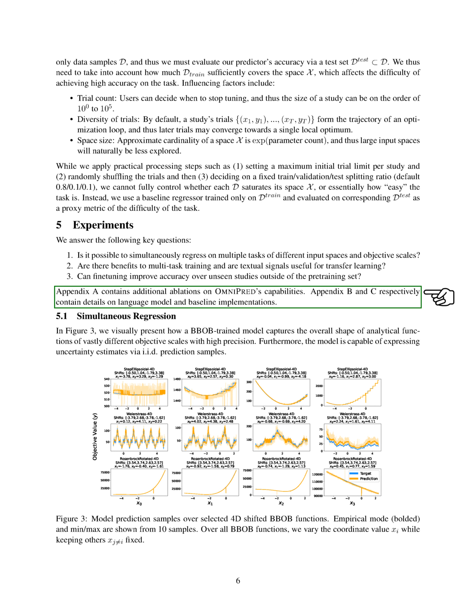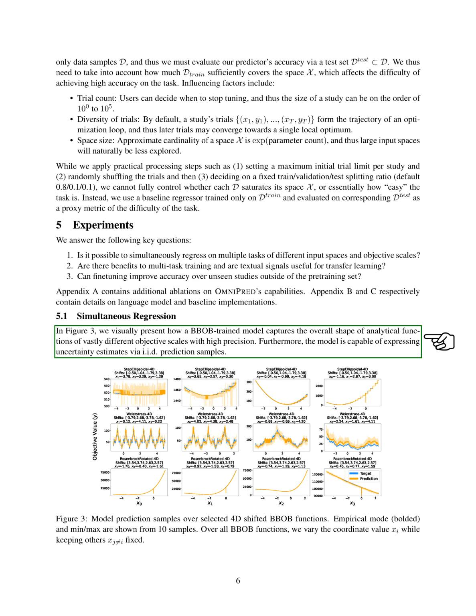Section: Simultaneous Regression. In this section, we discuss how a model trained on the BBOB dataset can accurately capture the essence of analytical functions with varying objective scales, as shown in our visual representations. This model not only predicts with high precision but also estimates uncertainty through independent and identically distributed prediction samples.